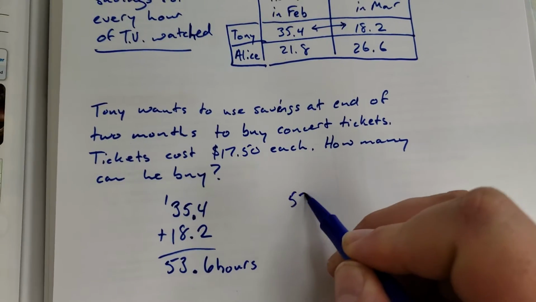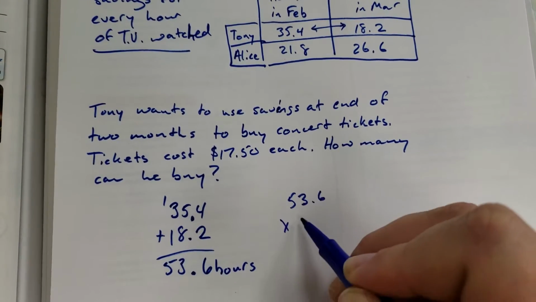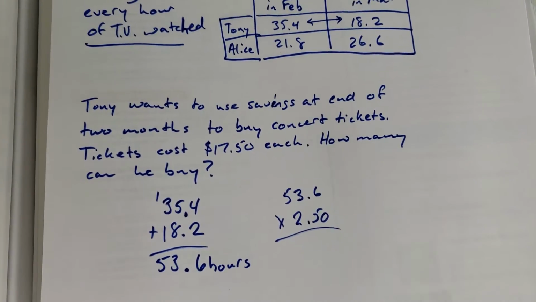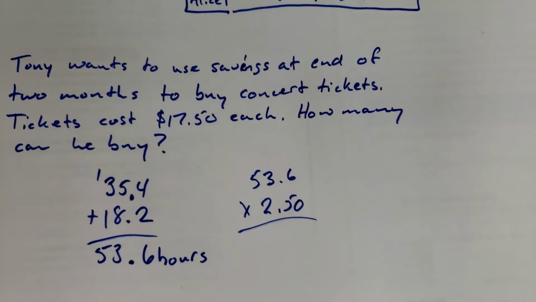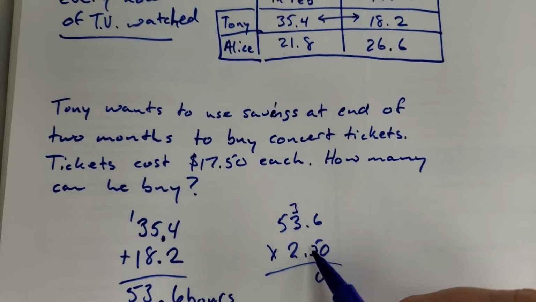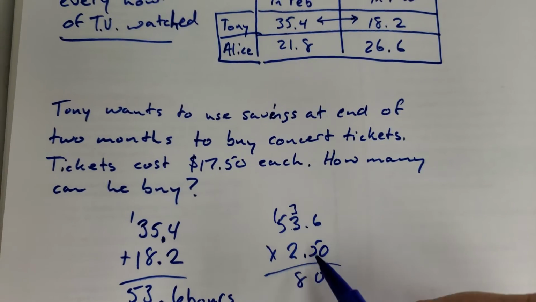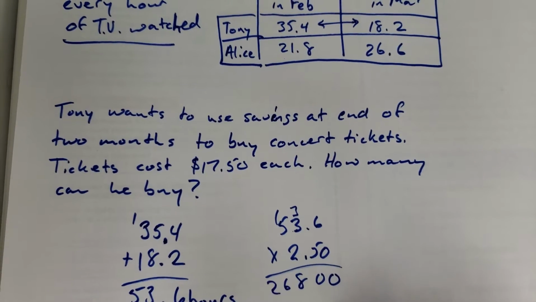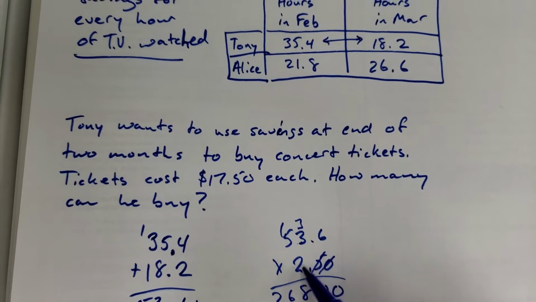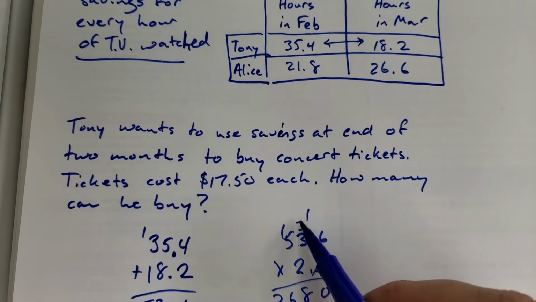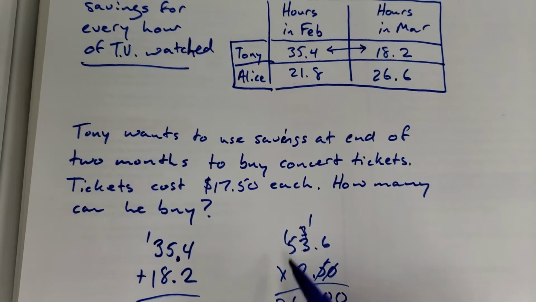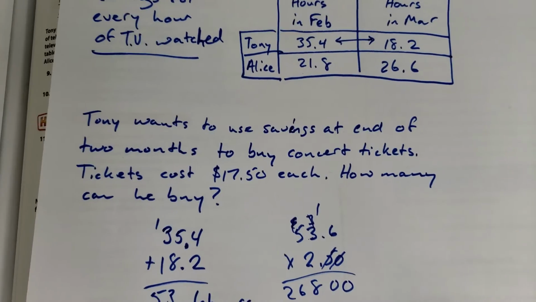So I'm going to take the 53.6 hours and multiply that by the $2.50 that he saves every time he watches TV for an hour. So multiplying this, you get 0, 30, carry the 3, 15 plus 3 is 18, carry the 1, 25 plus 1 is 26. I put down 2 ghost zeros for that and that. 2 times 6 is 12, carry the 1, 6 plus 1 is 7, and that will be 10 because I'm done with that. I add these together.